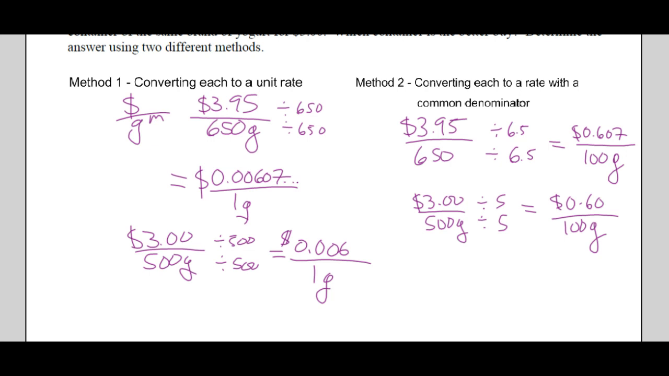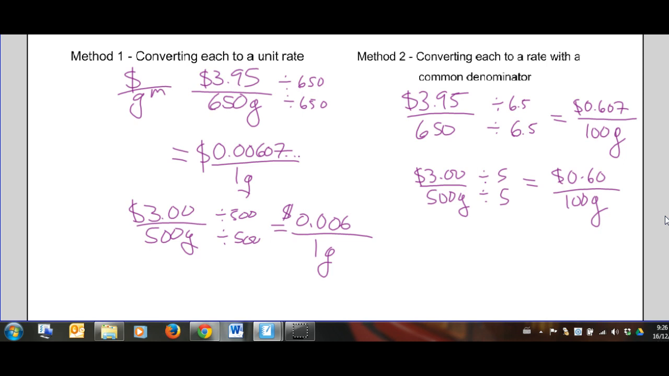Okay, so we can go to a unit rate, but we can recognize unit rates give really small numbers there. Or we can go to a rate with a common denominator. Other choice would be to find the lowest common denominator of 650 and 500 and then just multiply each by whatever that number is. Okay. That's a little more difficult.